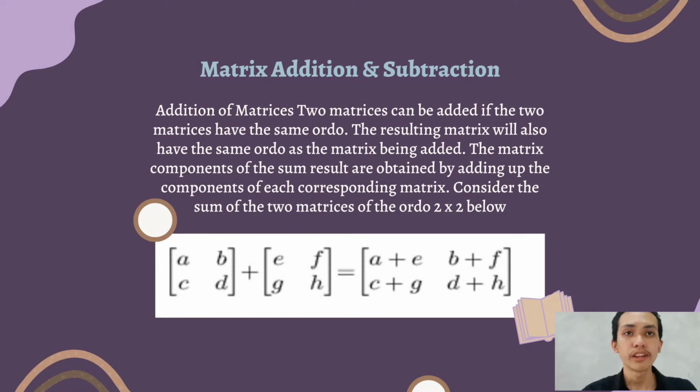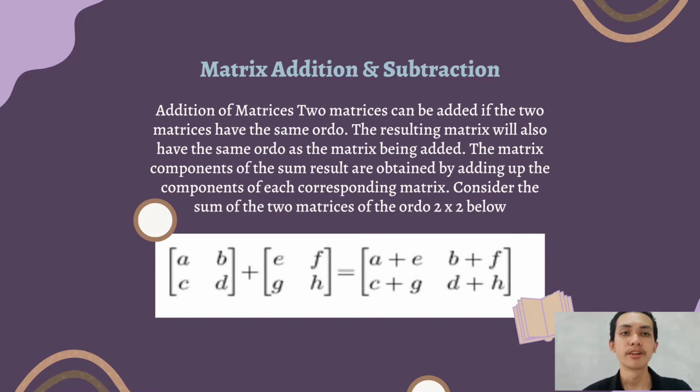Matrix addition and subtraction. Two matrices can be added if they have the same order. The resulting matrix will also have the same order as the matrices being added. The components of the sum are obtained by adding the corresponding components of each matrix. Consider the sum of matrices of order 2x2 below: [A B; C D] plus [E F; G H] equals [A+E B+F; C+G D+H].